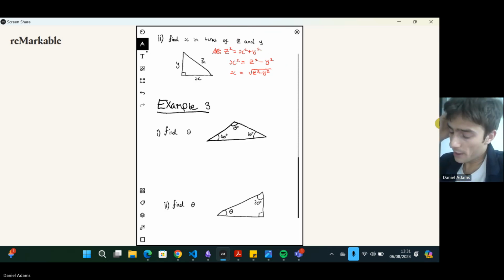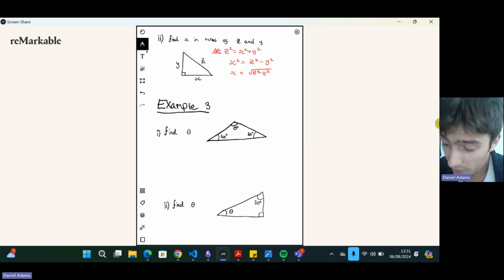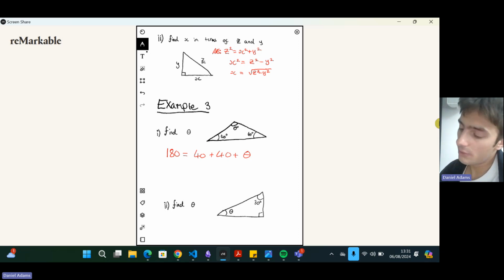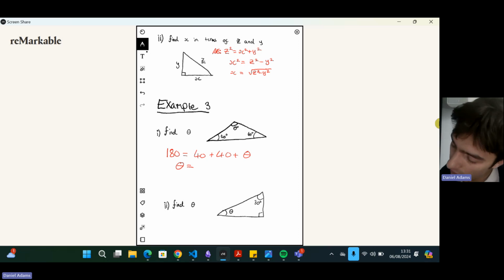So let's do another example using the second fact that we learned, that the sum of the interior angles is 180. So for example 3 part I, let's find what theta is. Remember, we said the sum of the interior angles of a triangle is always 180. In other words, 180 is equal to 40 plus 40 plus theta, because the right hand side is the sum of the interior angles of this triangle. It has to be 180. So if you take 80 away from both sides of this equation, you get theta is 100.